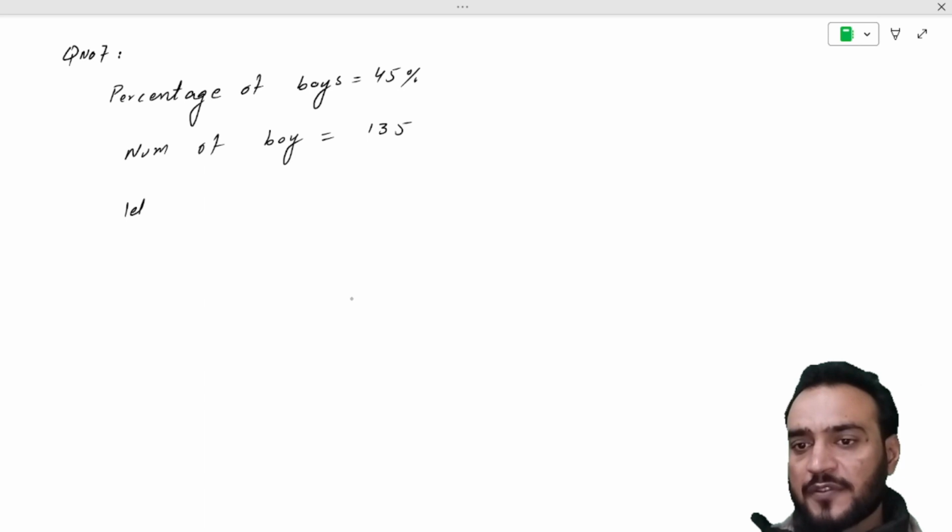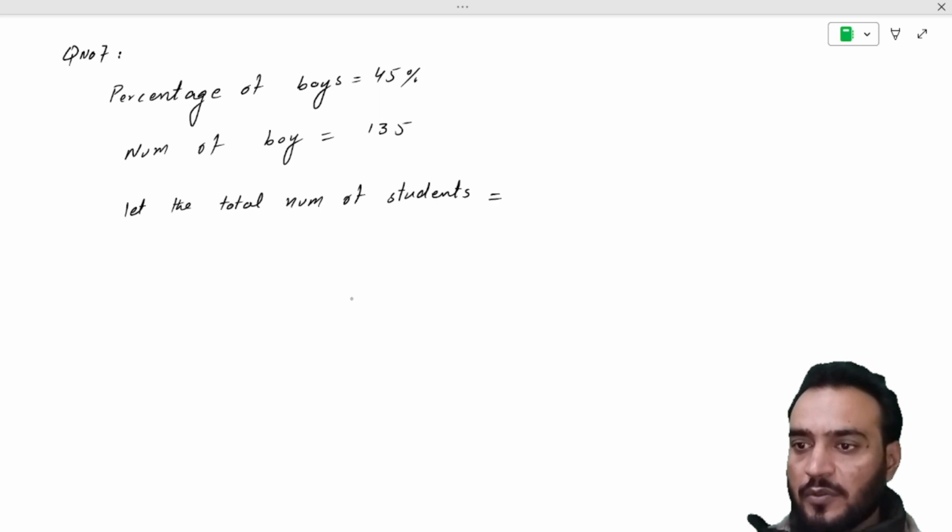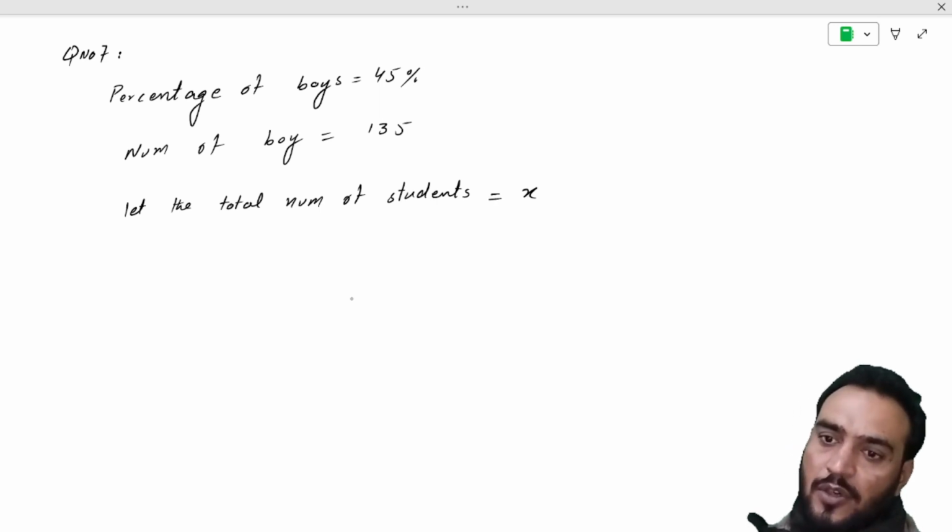Let the total number of students be equal to x. So x was the total number of students whose 45% is 135. We can write this statement as 45% of x is equal to 135.